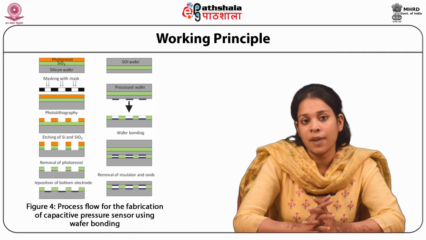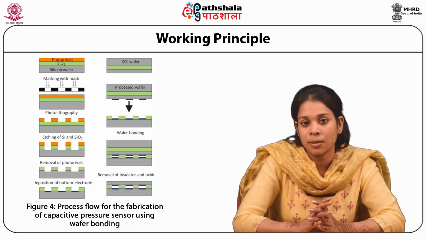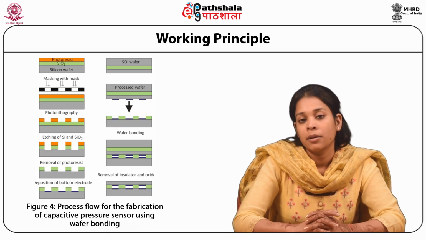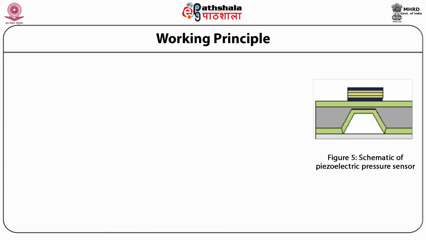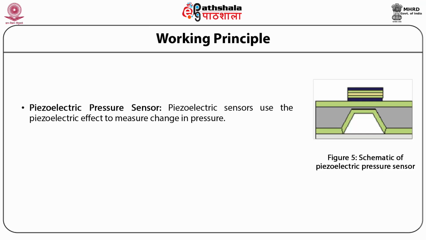So this complete device is the capacitive pressure sensor, and it is obtained by removal of the insulator in the SOI wafer. Now the next pressure sensor is the piezoelectric pressure sensor. Piezoelectric sensors use the piezoelectric effect to measure the change in pressure. So students, you can see the schematic of the pressure sensor shown in the slide. In this case, zinc oxide is taken as the piezoelectric thin film on the N-type silicon wafer using 100 orientation.